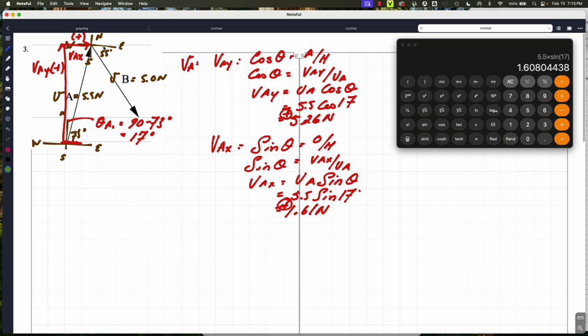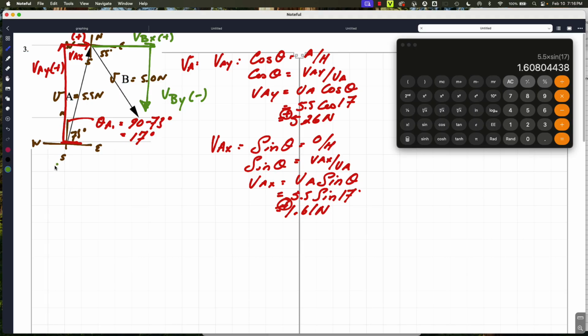Let's look at vector B. Vector B goes down and to the right, so into quadrant 4. And the components of it will look something like this: VBX and VBY. Now, VBX moving to the right will make it a positive value, or positive direction, but VBY moving downwards will give it a direction of negative.